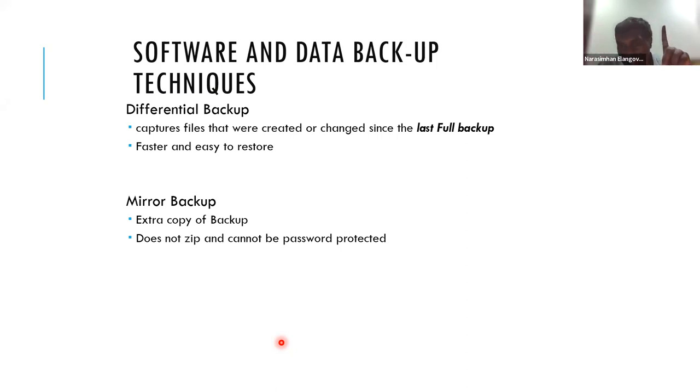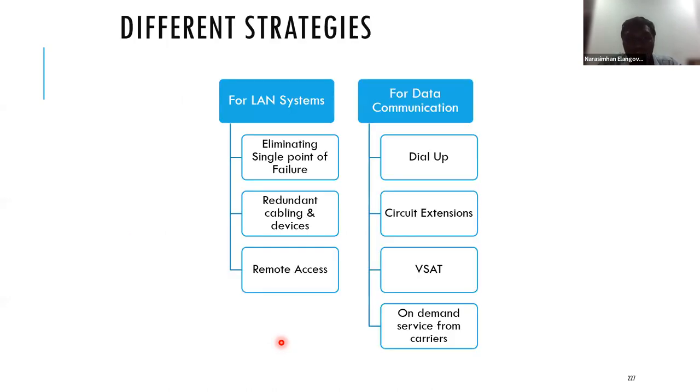Meaning Sunday I took a full backup. Monday, only changes of Monday I'm taking, incremental. Tuesday, only changes of Tuesday I'm taking, incremental. Wednesday, if I take a differential backup, I'll take Monday, Tuesday, Wednesday. Right? Thursday, again, incremental I'm doing. Only Thursday. Friday, incremental I'm doing. Only Friday. Saturday, I'm doing differential. Monday, Tuesday, Wednesday, Thursday, Friday, Saturday, all the five will get covered. So differential is ever since I did the last full backup.